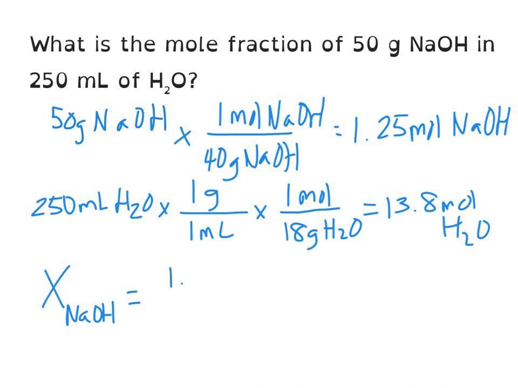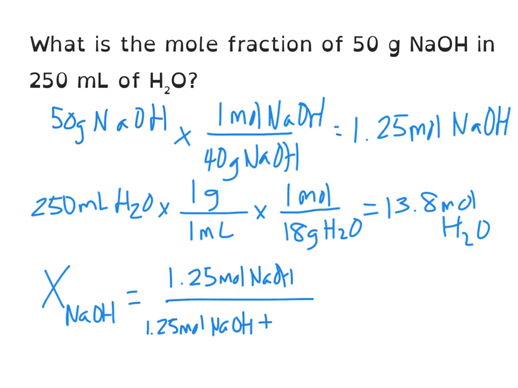So I have 1.25 moles of sodium hydroxide, NaOH, and I'm going to divide that by the total moles. My total moles is made up of my 1.25 moles of NaOH plus my 13.8 moles of H2O. When I take 1.25 divided by the sum of 1.25 plus 13.8, which is 15.05, I get a mole fraction of 0.0831. And again, notice that there is no unit. All I am recording is the answer to the math.